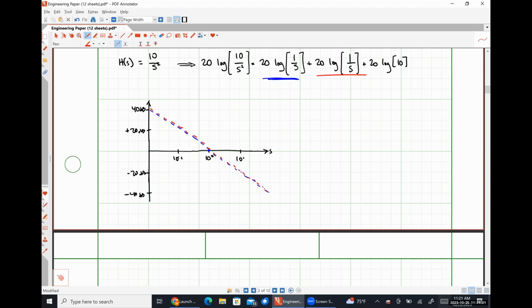decibels. Another way to think about that would be these two added together is just 2 times 20 log of 1 over S. So if the characteristic of the frequency response of 1 over S is a slope of -20 decibels per decade, twice that would be a slope of -40 decibels per decade. So it's the exact same thing. Now, what's this 20 log 10 thing going to look like? A constant value of 20 decibels.